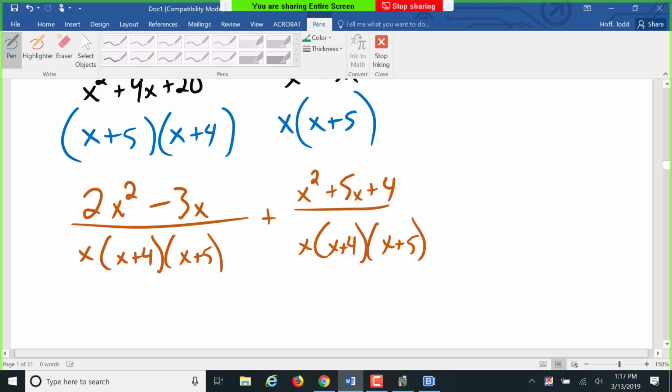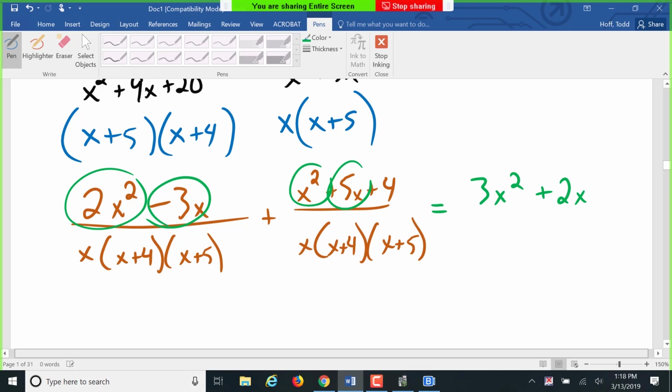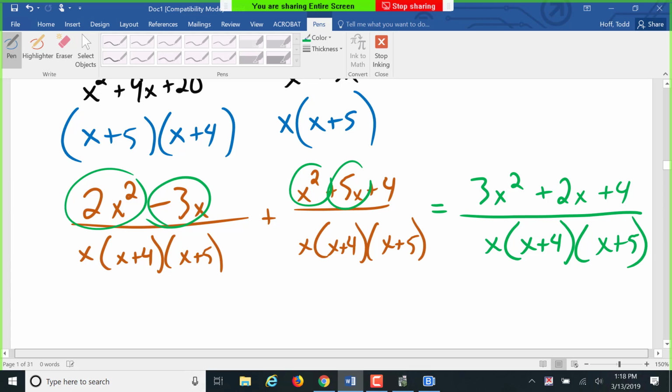Did everybody get that far with it? Any questions on getting to that point? Okay. So now we've got 2x squared plus x squared is 3x squared. Negative 3x and 5x is a positive 2x, and plus 4, over x times x plus 4 times x plus 5. We should try to factor this numerator, and I'm going to let you off the hook. It cannot be factored.